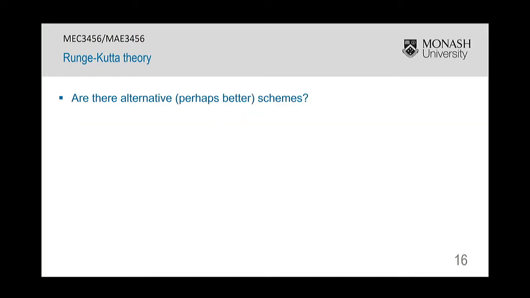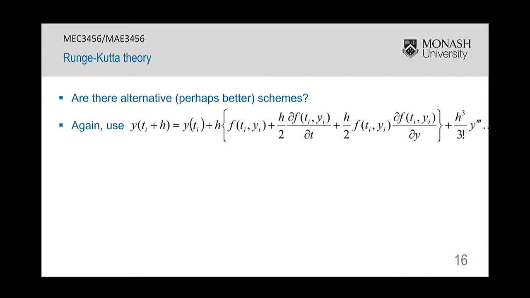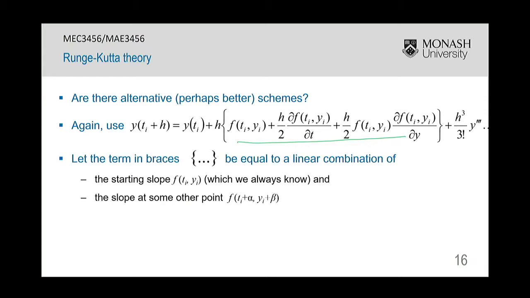So, are there alternative and perhaps better schemes for doing this? Well, of course there are. So let's go back to this expression that we derived before. This is our Taylor series expansion with a second derivative replaced across there. Let the term in braces now be equal to a linear combination of the starting slope, which we always know, and the slope at some other point. We don't know what this point is, we need to try and find it. We're going to call that point ti plus alpha and yi plus beta.